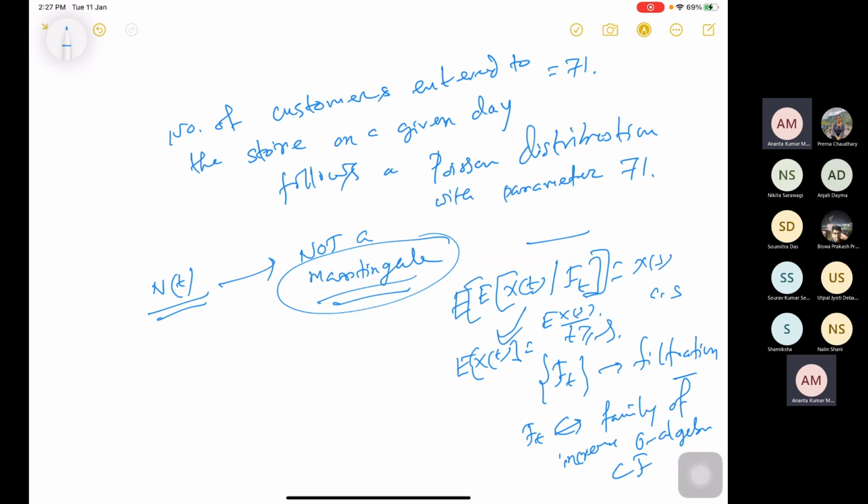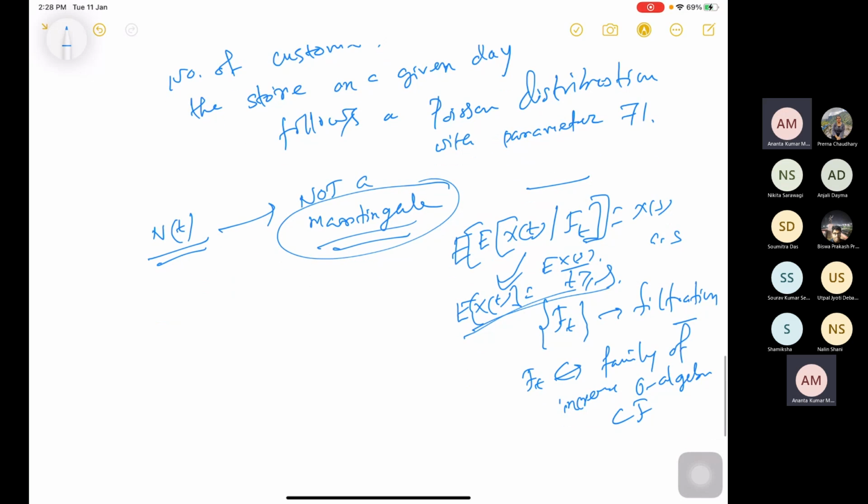Because if it is a martingale, then it should satisfy this condition: the expectation of X_t is equal to the expectation of X_s for all t, s in the index set. So in this case, it's not a martingale. Then the question is, can we subtract something so that it will become a martingale? That is called the centered version of the Poisson process.